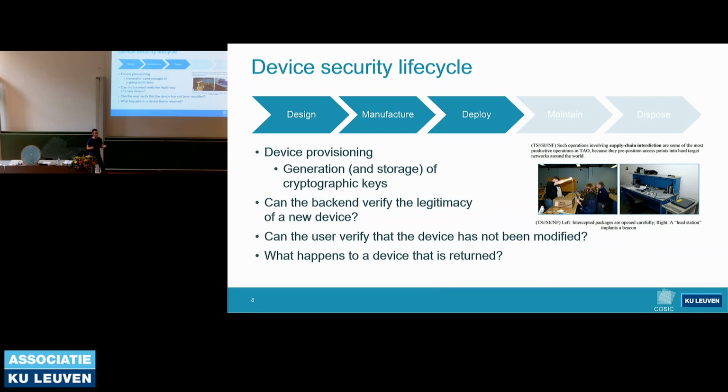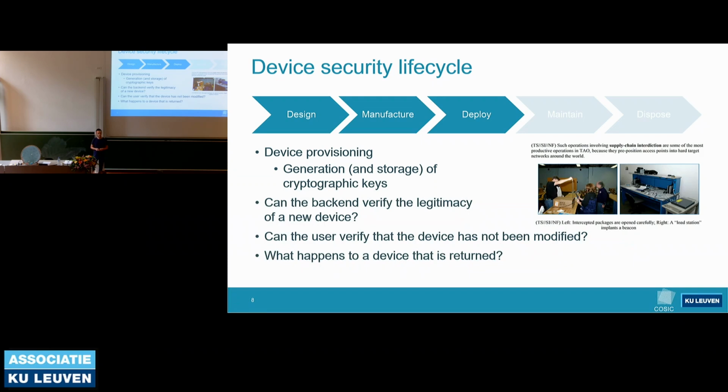Then we have to deploy this device. We have to get it from the manufacturing plant to a consumer. This means that the device could be maybe intercepted and modified. I think we all know this famous example. And then, of course, once the device has been deployed, we need to probably provision it. We need to generate some keys, store those keys securely. The device might have to contact the backend. And then the question is, of course, can the backend verify that this device is legitimate and that it's not a fake device that someone made?